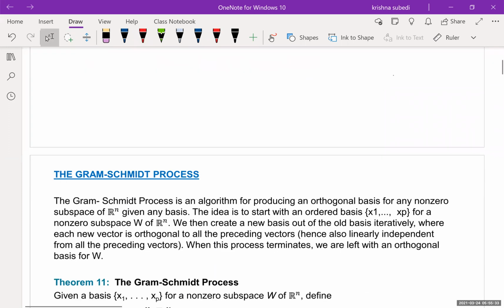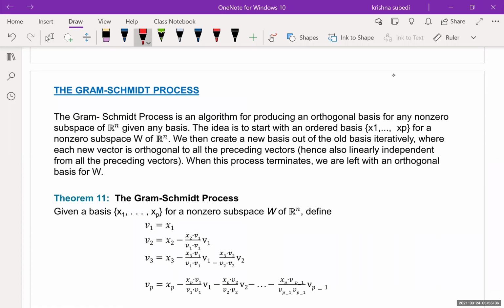Let me just read this here. The Gram Schmidt process is an algorithm for producing an orthogonal basis for any non-zero subspace of Rn, given any basis. So we are given a basis, but it is not an orthogonal basis. So how can we create an orthogonal basis? The idea is to start with an ordered basis, whatever basis is given, which is not orthogonal, for a non-zero subspace W of Rn. We then create a new basis out of the old basis iteratively, where each new vector is orthogonal to the preceding vectors, hence also linearly independent from all the preceding vectors. When this process terminates, we are left with an orthogonal basis for W.